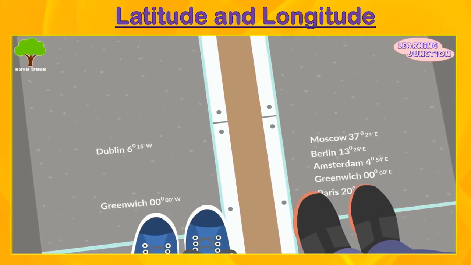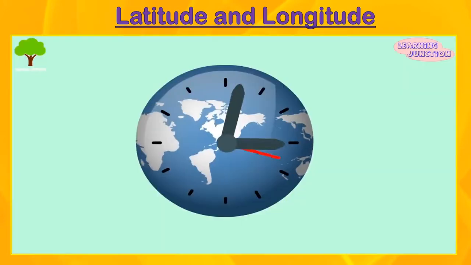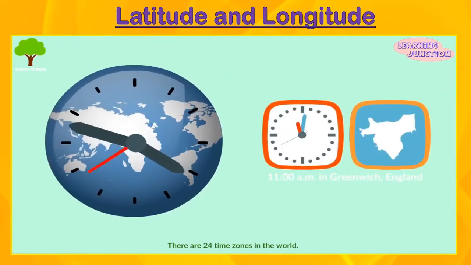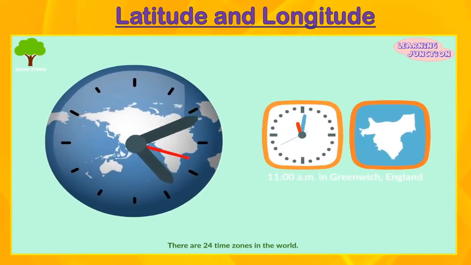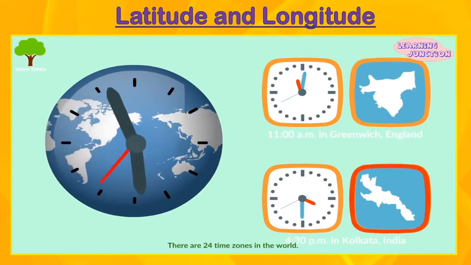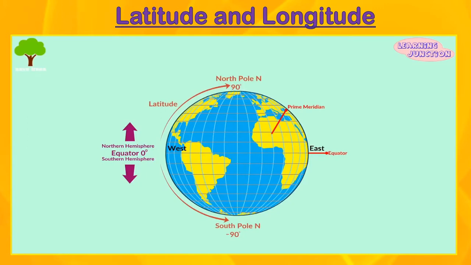Each degree refers to 4 minutes. There are 24 time zones in the world. If an event happens at 11 a.m. in Greenwich, England, it would be reported at 4:30 p.m. in Calcutta, India. The other important latitude is the Tropic of Cancer in the north and the Tropic of Capricorn in the south.